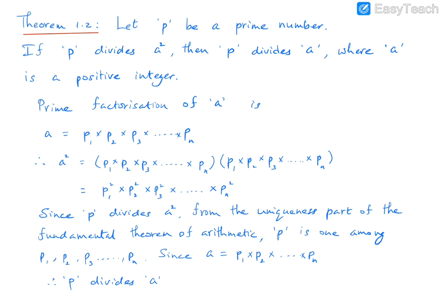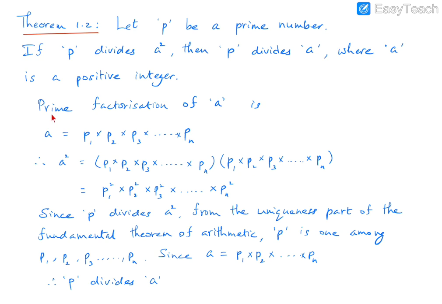So we will use this idea in proving the irrationality of numbers. If a prime number p divides a square, then that prime number p also divides a, where a is some positive integer. And again, let's try to prove this condition first.